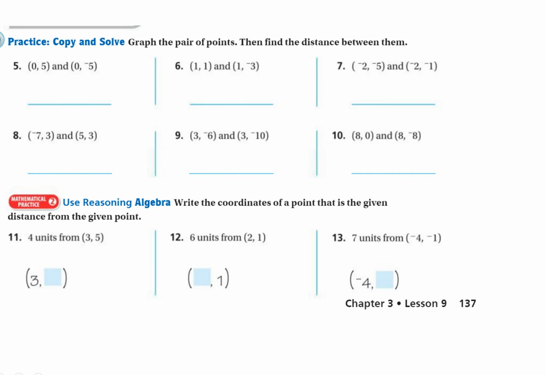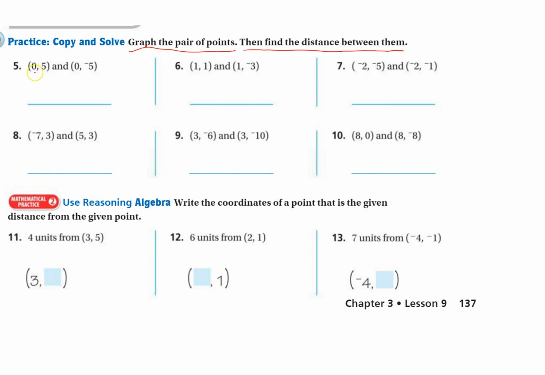And still on page 137, we're just looking at the bottom part now. Okay, copy and solve. It says graph the pair of points, then find the distance between them. Okay, now on the last video though, we did practice finding them without graphing. So I'm going to try a few finding the distance between them without graphing, remembering what mistakes I made on the top part of the page.